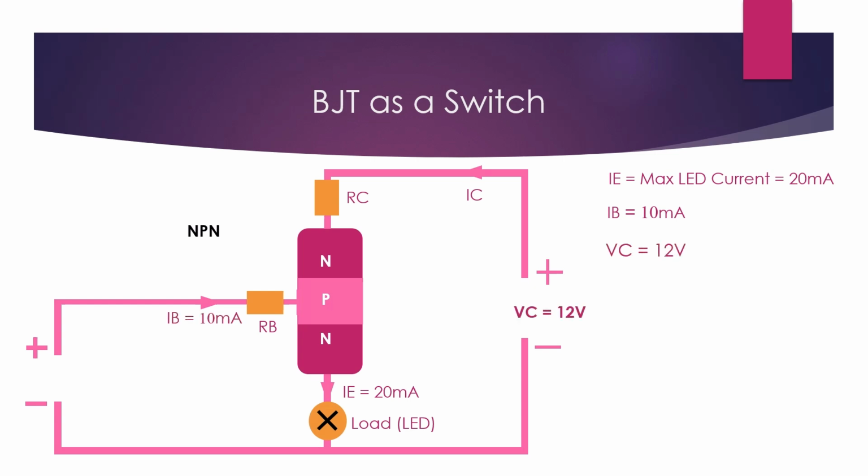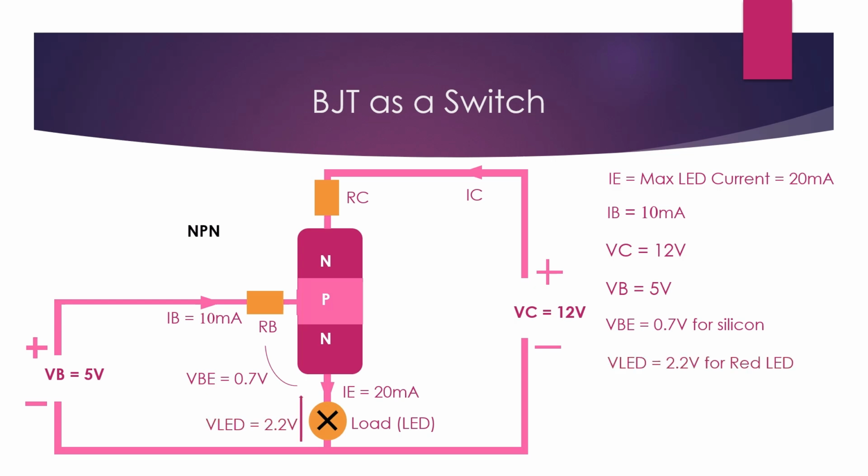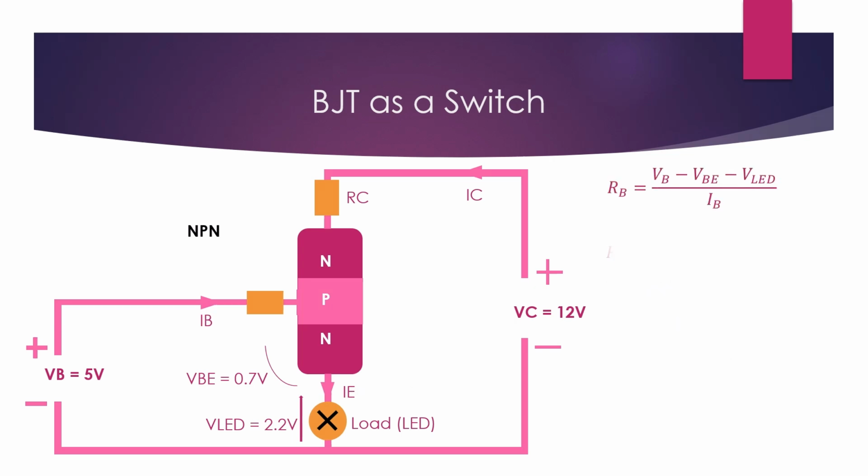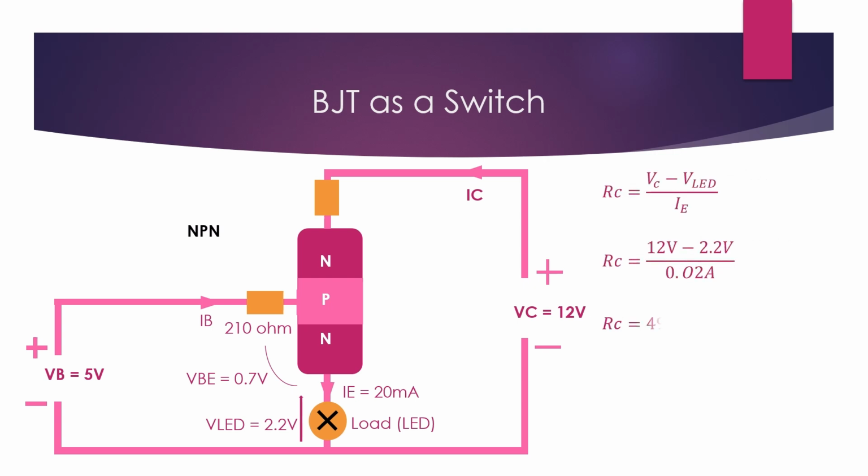We will use 12 volts collector voltage and 5 volts base voltage. Base to emitter voltage is 0.7 volts for silicon BJT. Forward voltage using a red LED is 2.2 volts. Calculating the base resistor gives 210 ohms. Collector resistor gives 490 ohms.